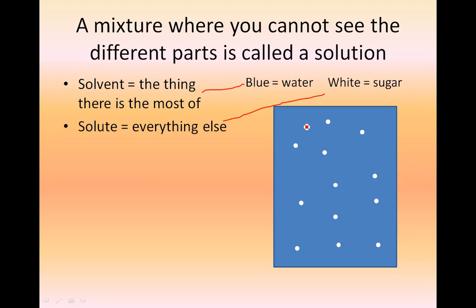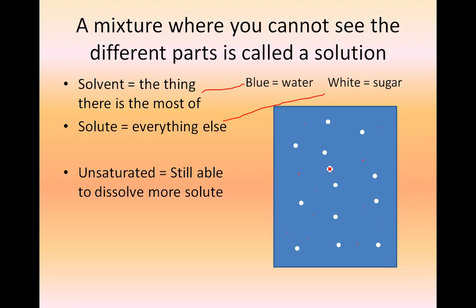Now I could dissolve something else in here. I could dissolve, say, particles of salt. Let's say these red things are particles of salt. Then I would have 2 solutes. I would have sugar and salt, and that's fine. You can have lots of different solutes. There's only one solvent, because the solvent is the thing there is the most of.